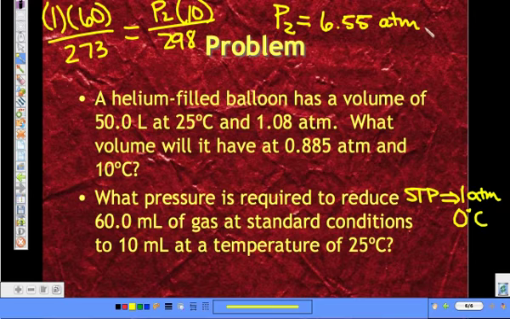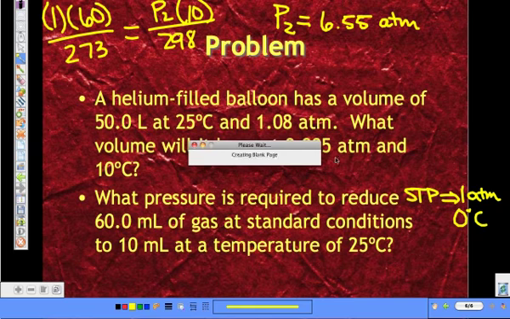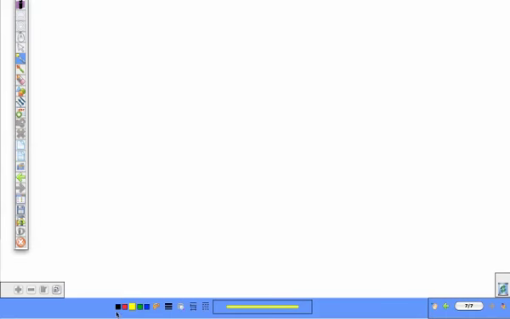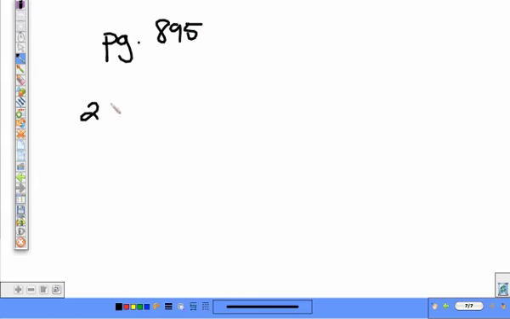So any questions on those laws? Okay. So your assignment is actually out of the book. I'll write it up here. It's on page 895. And these are the numbers.